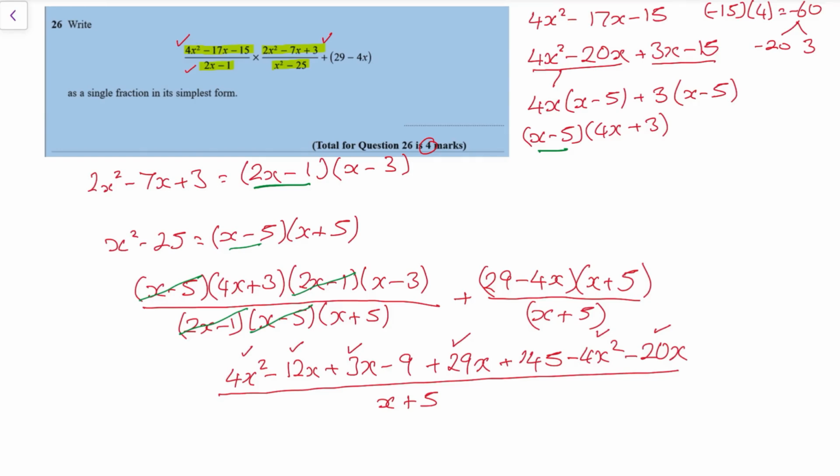And then I've got 145 minus 9, which is going to give me 136. And that's all over x plus 5. And that's it. And actually, if I want to double check it, and don't worry, I will have double checked it before I post this video, I put x equals 1 into the thing I start with, x equals 1 into my final answer, and I should get the same answer if I've got time to do that in the exam. But I'm quite comfortable. It looks like it's fallen out to be the right thing.